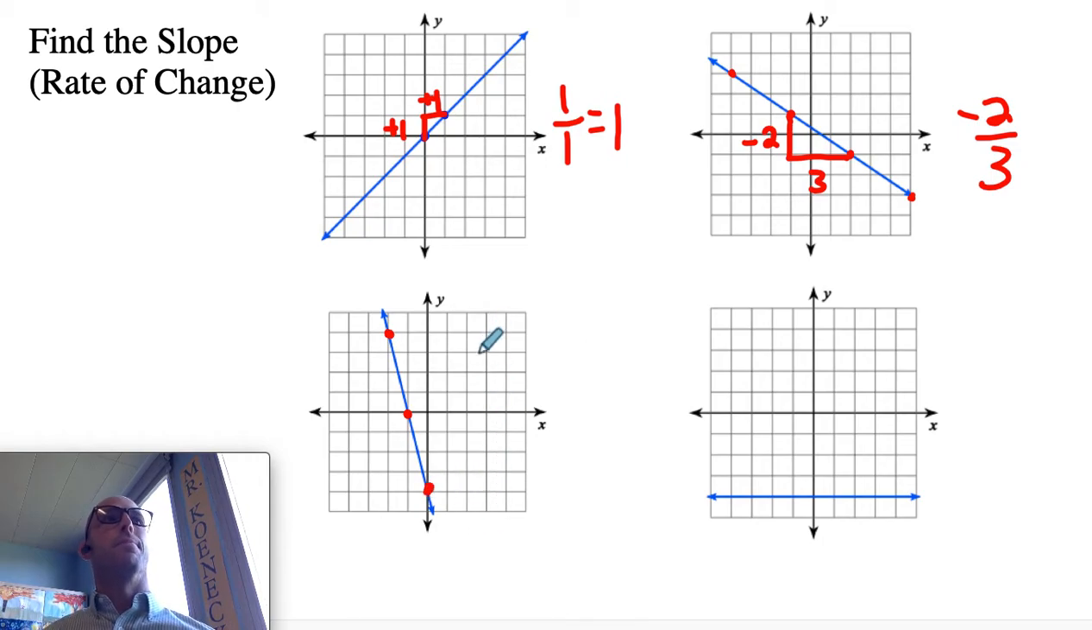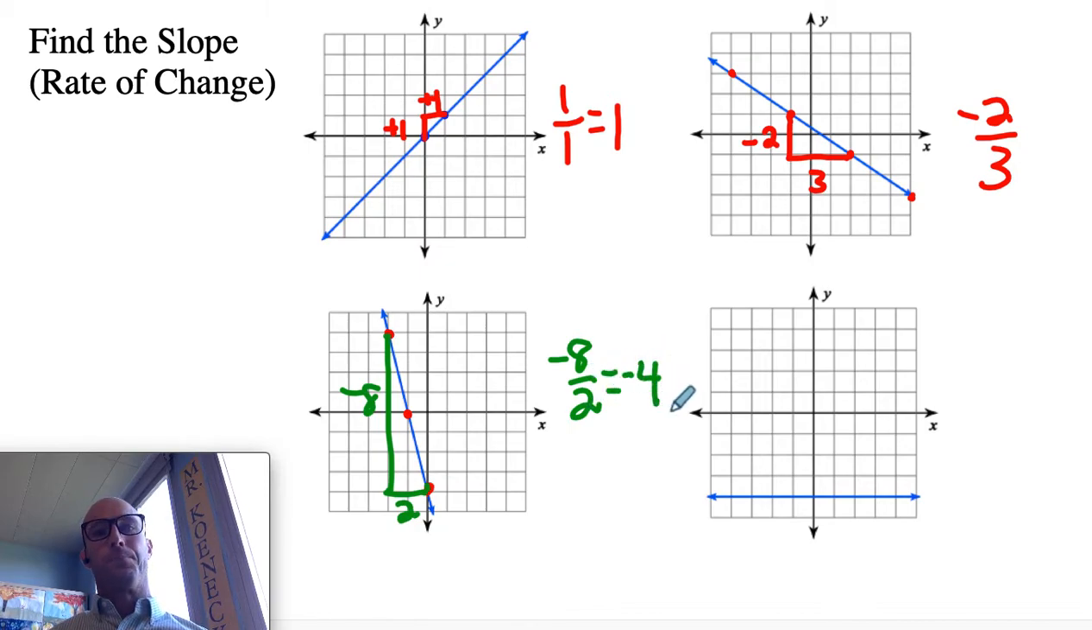Okay, so I can use these two, or I can use those two, or in fact, I could use these two if I wanted to. Let me show you that. Let's do that. Let's go from this point all the way to here, right? Left to right. Okay, so I'm going to go down 8. So I went down 8, and then I ran forward 2. So my slope is negative 8 over 2, which negative 8 divided by 2 is just negative 4. Okay. Now I'll go back here.